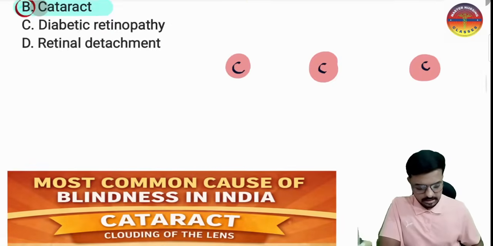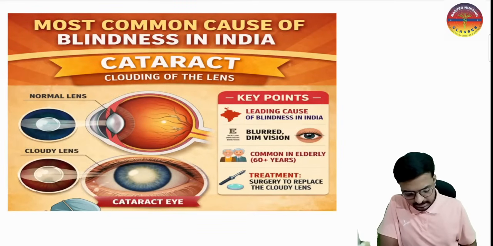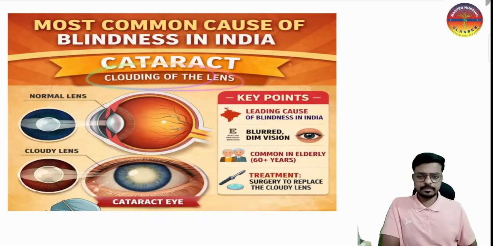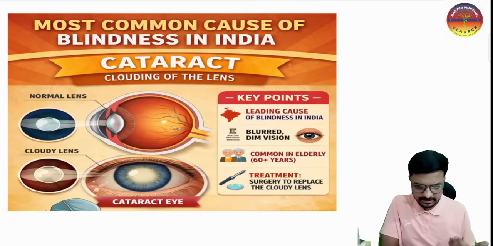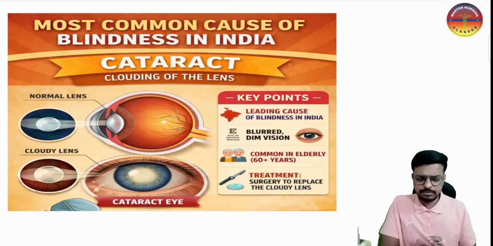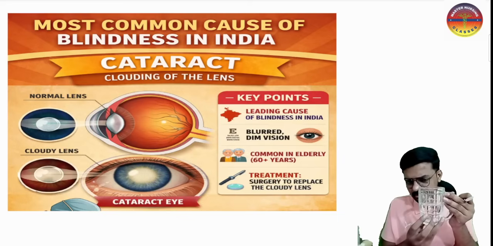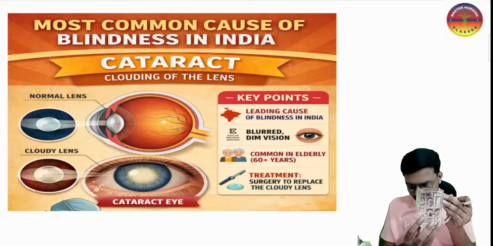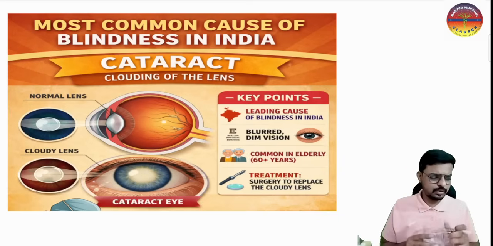Here you can see the most common cause of blindness in India is the cataract, which is the clouding of the lens. What is the cataract? It is the opacity of the lens. The lens should normally be perfectly transparent, like a glass. If I hold this glass in front of my face, you can see my face, which means it is purely transparent.